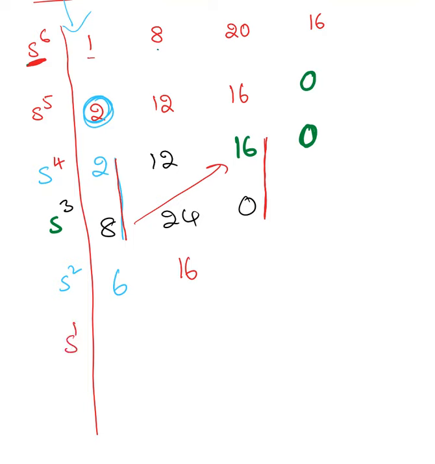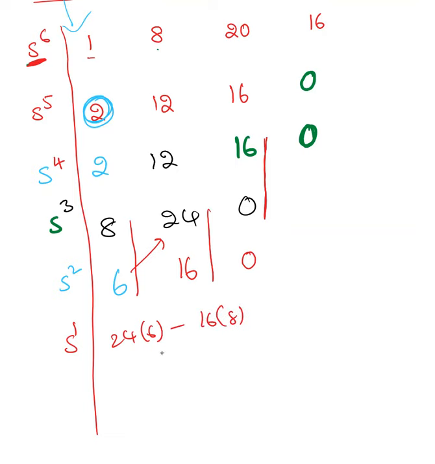Now s to the power of 1. If you don't have any element, we can take that as 0. So these two, which is 24 times 6 minus 16 times 8, over 6. This value is 16 over 6. Okay, if you want to simplify it, it's going to be 8 over 3. Okay, so the first term I end up with is 8 over 3.